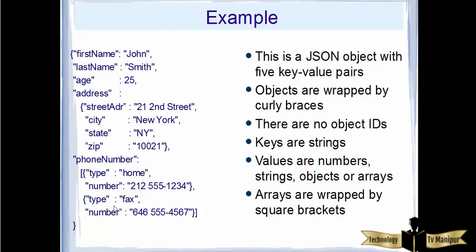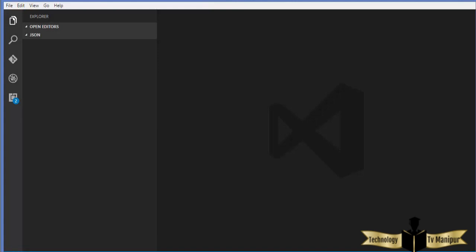Now let's see how we can create a JSON. I have this text editor, Visual Studio Code, but you can use any text editor to create a JSON file. It's not essential that you use this kind of editor. To create a JSON file you just need to give a name to your file, for example sample, and then add the extension .json. So sample.json is going to create a JSON file.